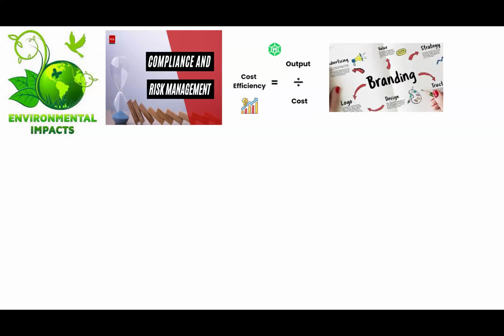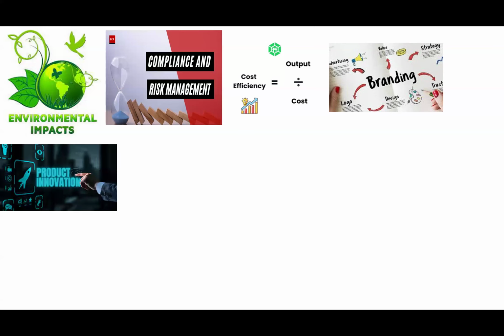Enhanced brand reputation and market appeal. Consumers and business buyers increasingly prefer brands that demonstrate a commitment to sustainability. Sustainable design can be a key differentiator, enhancing brand value and building long-term customer loyalty.